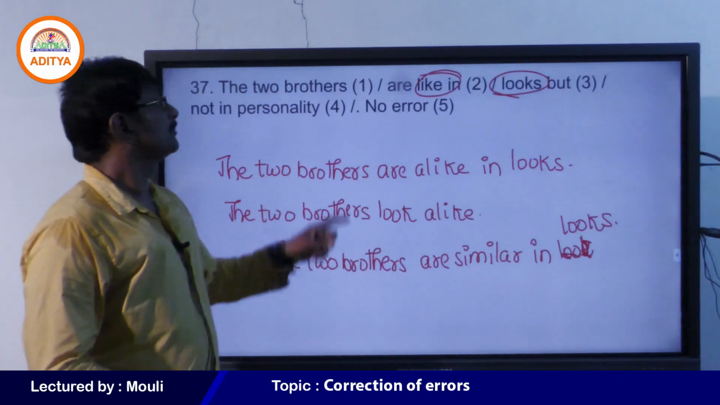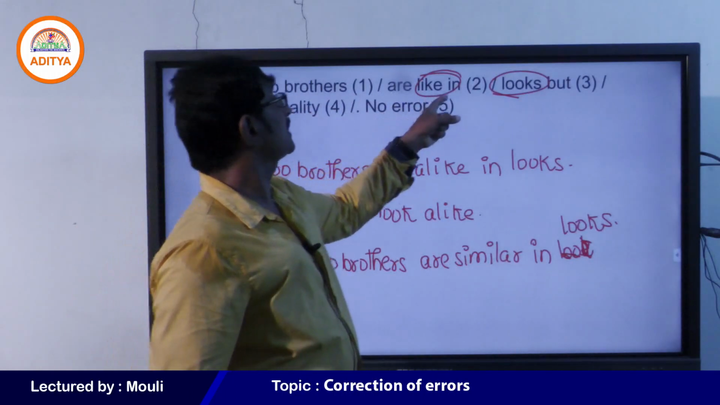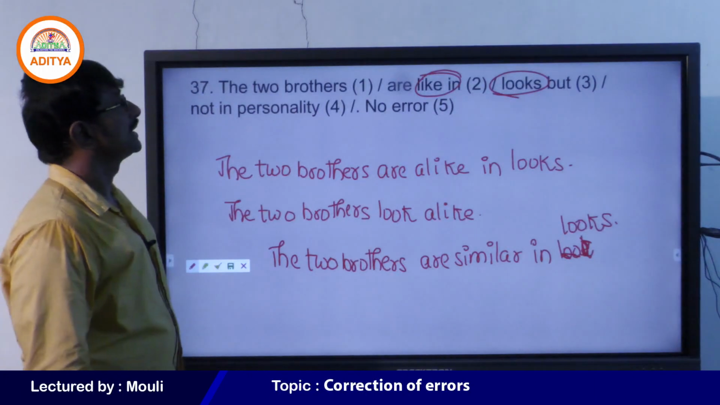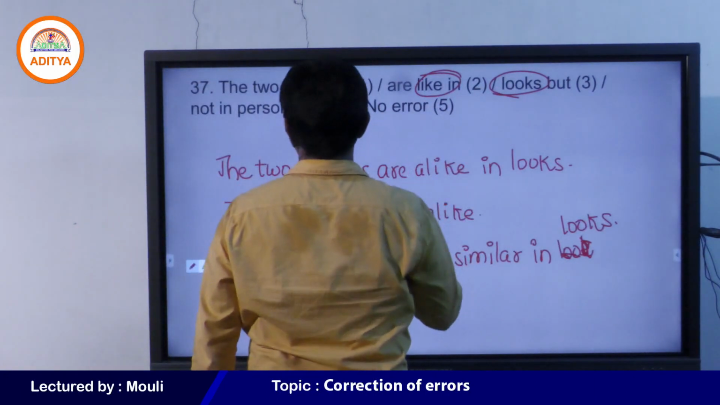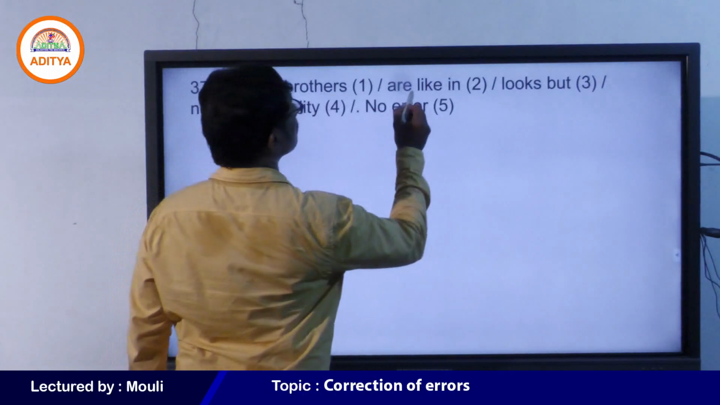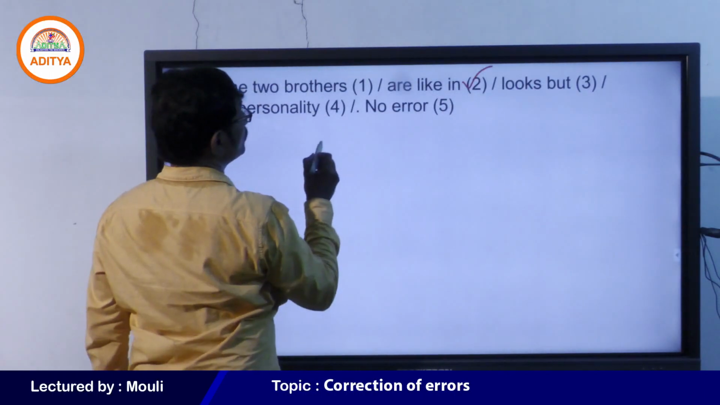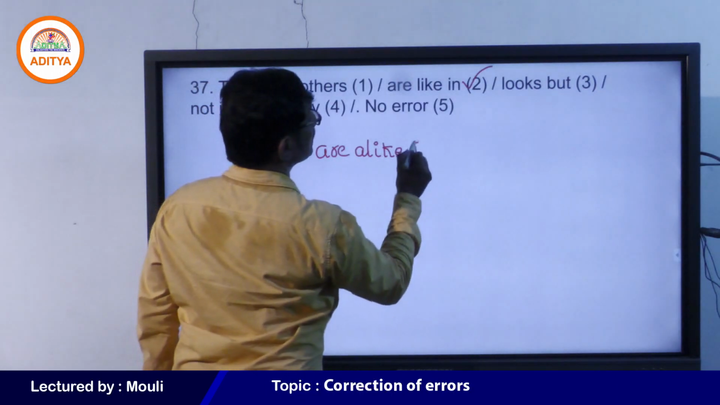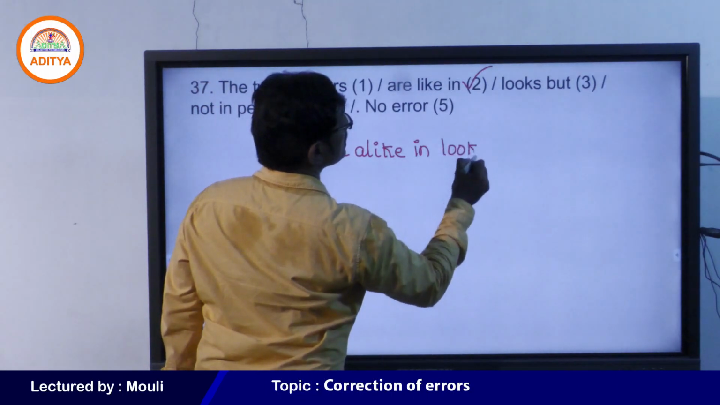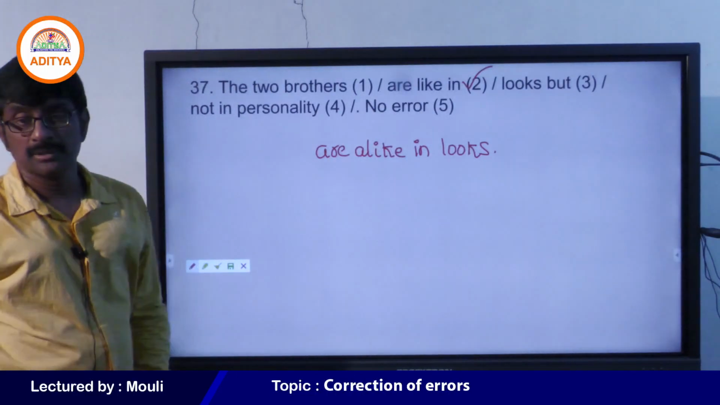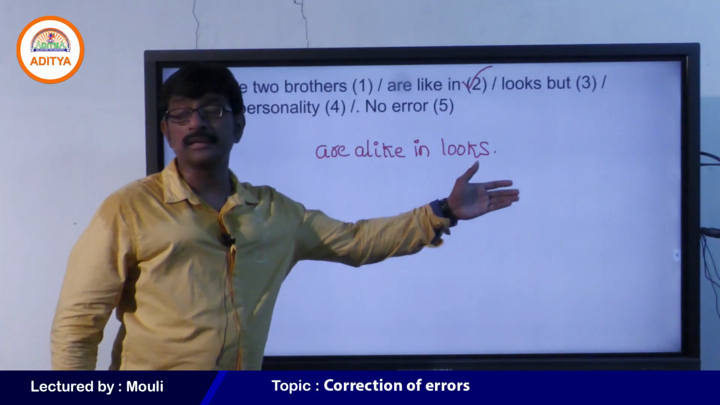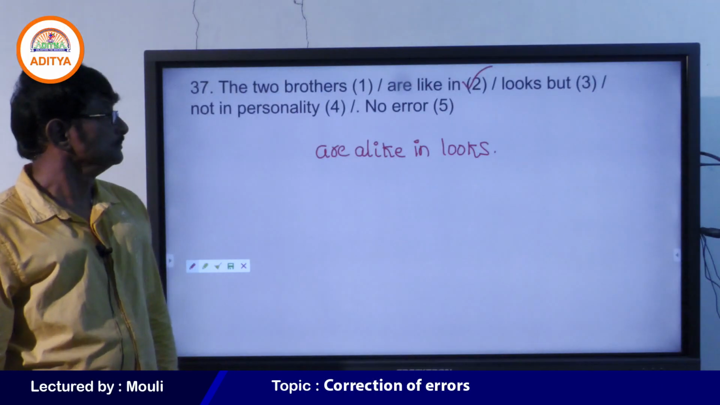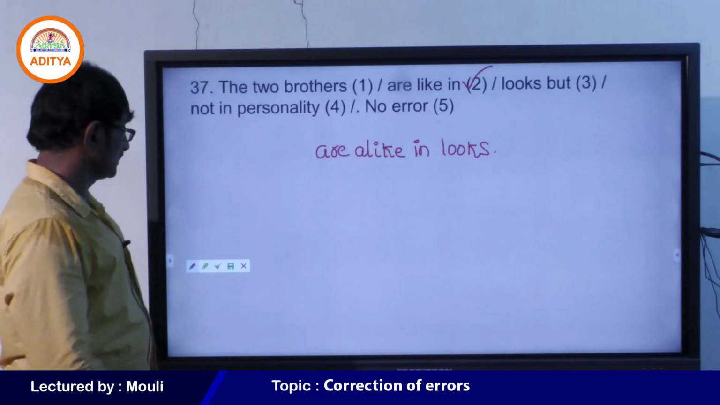Okay. But we cannot say that the two brothers are like in looks. No. Alike in looks, that is. Here, how to write? See now, this is the mistake. The two brothers are alike in looks is the right answer. That is the right answer, students. Okay, let's go for the next one.